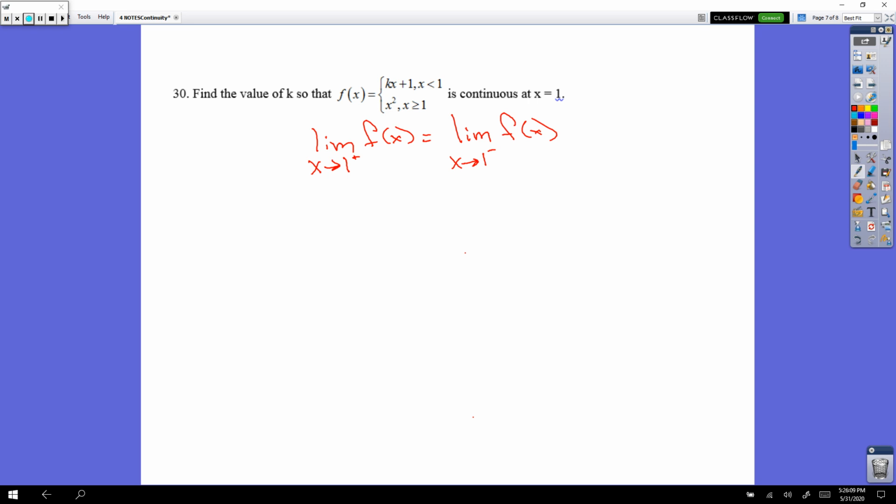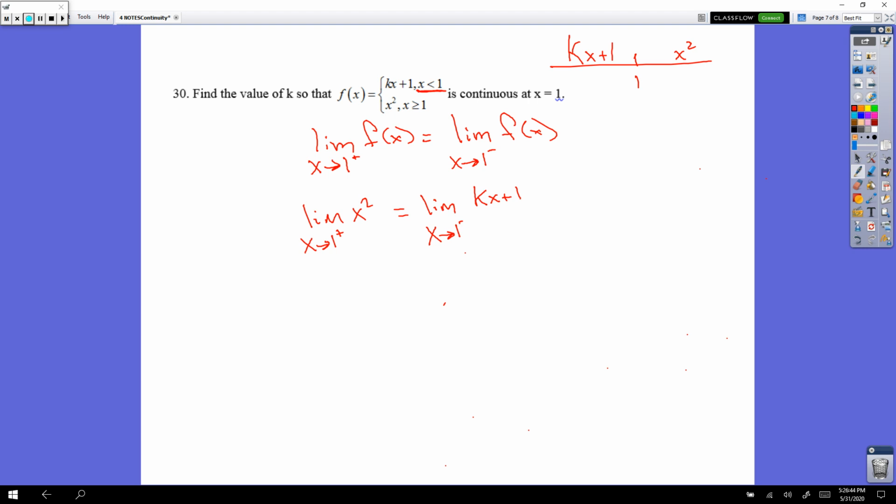Now, we just have to figure out which equation's on the right side and which equation's on the left side. So, number line, here's 1. Looking at the domain here, x is less than 1 is the top equation, so it's the left side. So we have kx plus 1 on the left, and then x squared on the right. So we're finding the limit as x approaches 1 from the right of x squared, and we need it to equal the limit as x approaches 1 from the left side of kx plus 1.